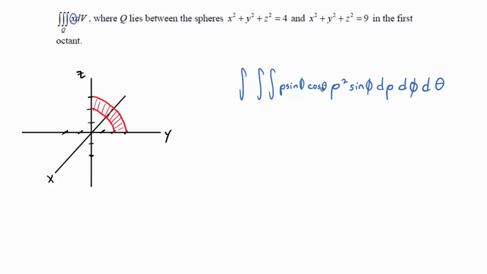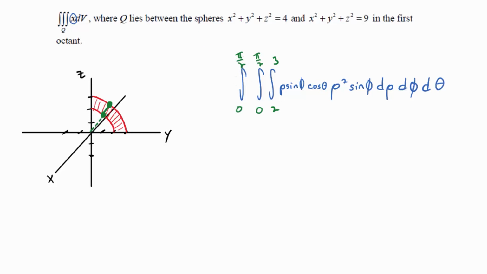Okay, so what does rho lie between? What I'm trying to say here is this picture is enough. I'm going to draw this dotted because this is not part of that length. Rho lies from here to here radially, so from 2 to 3. Now, if our Q is in the first octant, what does phi have to range between? 0 and pi halves. What about theta? 0 and pi halves.